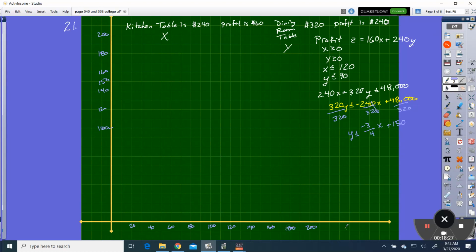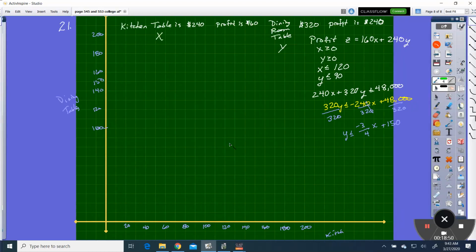So realize since this is x, this is my kitchen tables. This is y, so these are my dining room tables. Okay. X is greater than 0 means everything over here. Y is greater than 0 means everything up here, so we're just looking in this first quadrant. X is less than or equal to 120. So 120 is this line. Y is less than or equal to 90 is this line. And since they're both less than, I'm looking inside this rectangle.